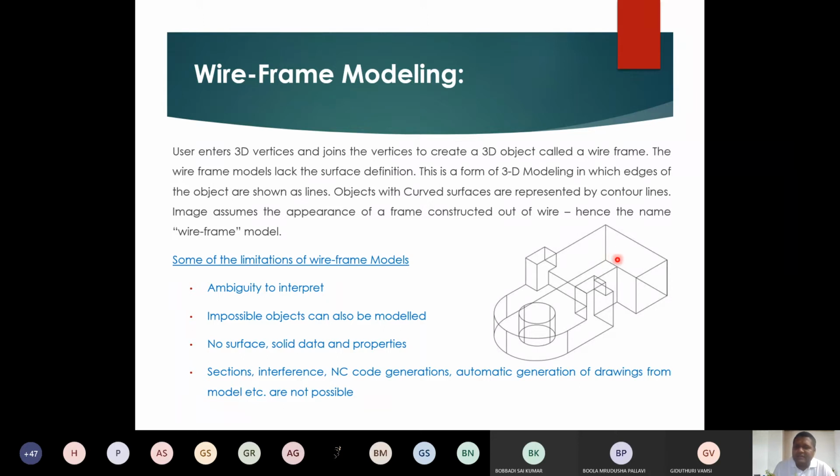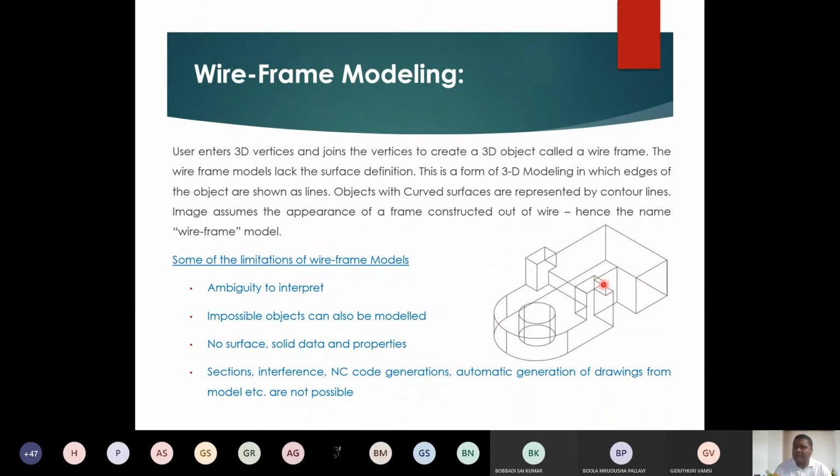If someone asks me the overall surface area so that I can paint this object, it is not possible. I cannot calculate the surface data because I don't have that information. If someone asks what the weight of this component is, I cannot calculate it, because I cannot calculate the volume. It has only edges and curves of the object. It cannot include the surface and solid. Even sections, interferences, NC code generation, and automatic generation of drawings are not possible if I use a wireframe model.